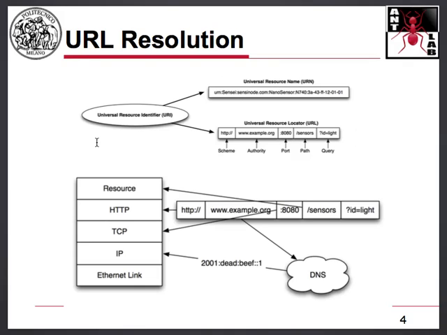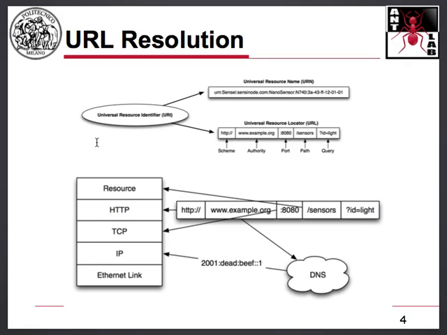Clear? Example: in this case, I want to access a resource called sensors on that specific server, and I want to query this resource to get the light, the lumen information, about the specific resource I'm querying. Clear? So keep this in mind because it will be useful when talking about CoAP.